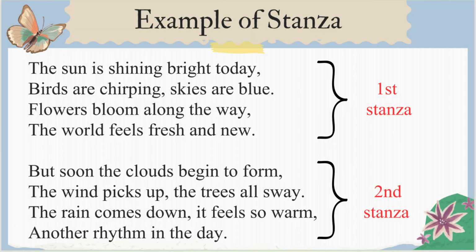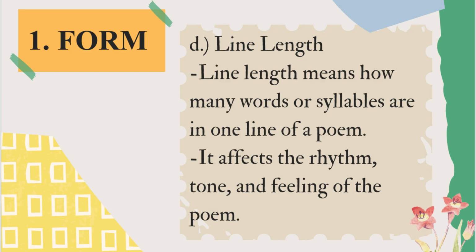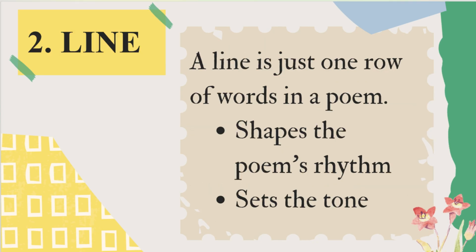Let's now have the example of stanza. The first 4 lines is the first stanza. The second 4 lines is the second stanza. And lastly, under form is the line length. Line length means how many words or syllables are in one line of a poem. It affects the rhythm, tone, and feeling of the poem.